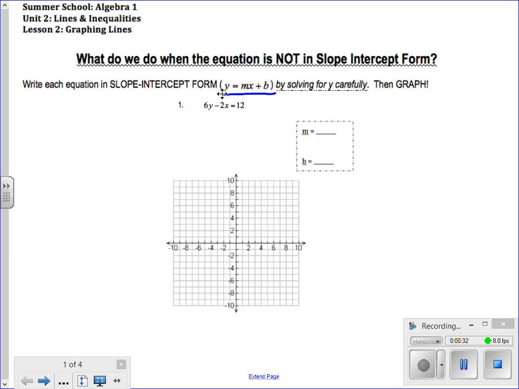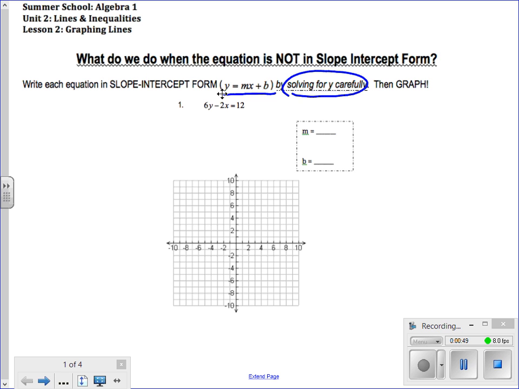So we have to solve for y. We have to go back to Unit 1 and use those solving skills very carefully. So we're going to have 4 examples here of how do we solve for y and then graph the equation. I'm going to start with the equation 6y minus 2x equals 12.